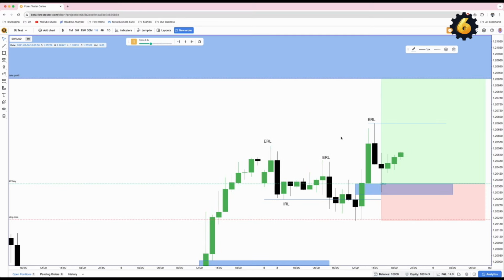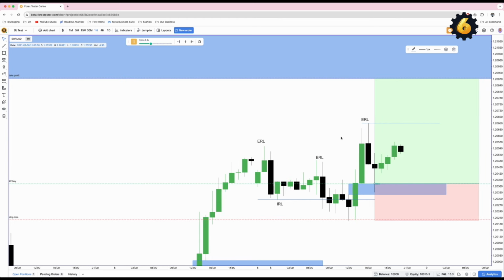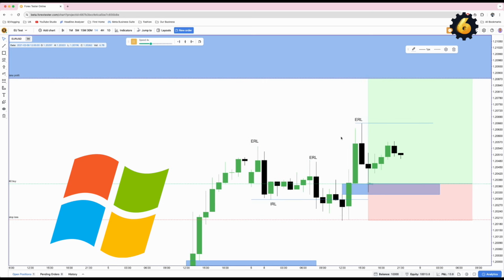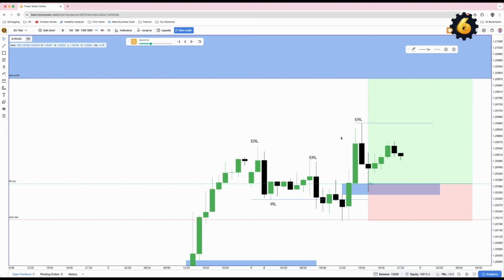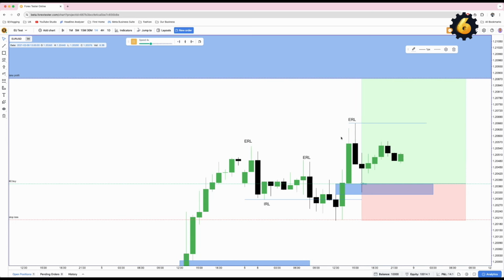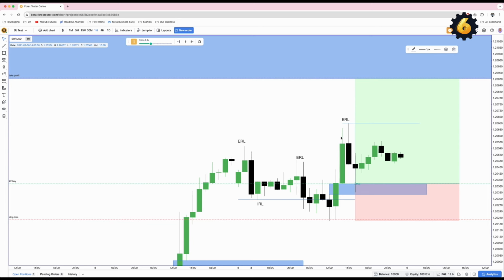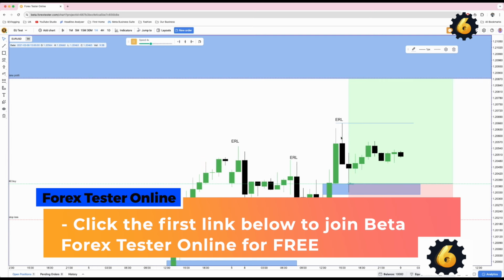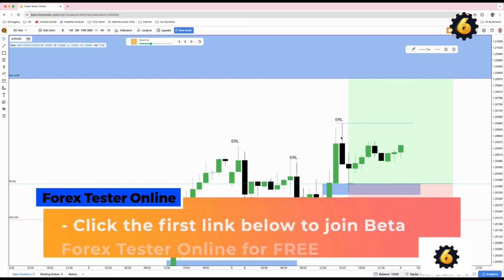For those of you who are already familiar with Forex Tester, this is the online version, which means you can access it wherever you go. You're not limited to any operating system like Mac or Windows, even though it is not available on your phone or your tablet. But what I know is that they are working on it. Hopefully they can release a final version where you can have access on all your devices. That will be the best, and I believe that's what they are working on.